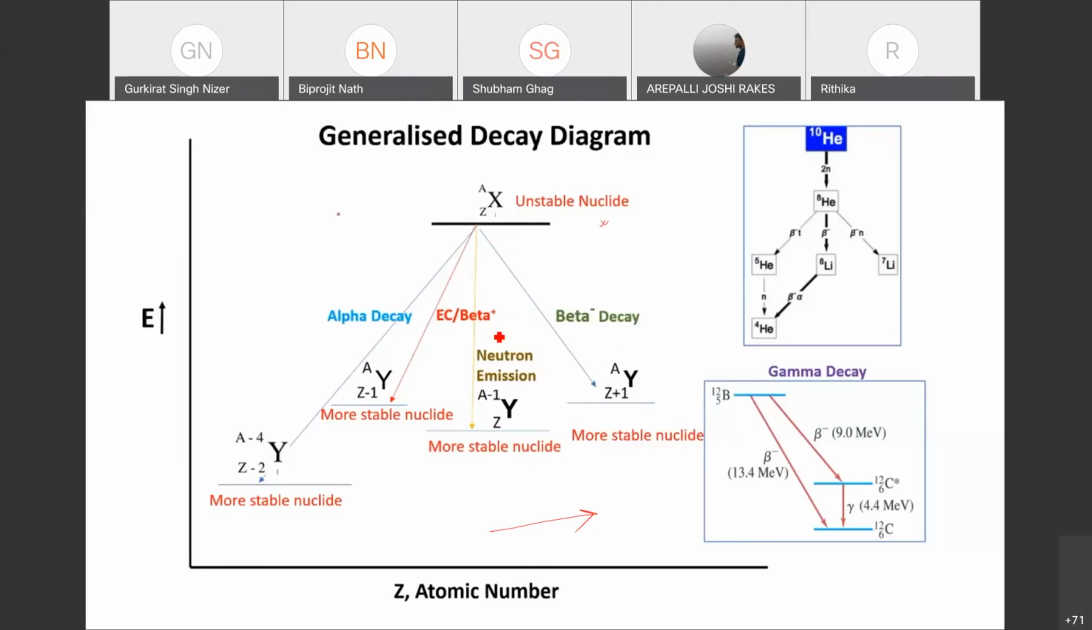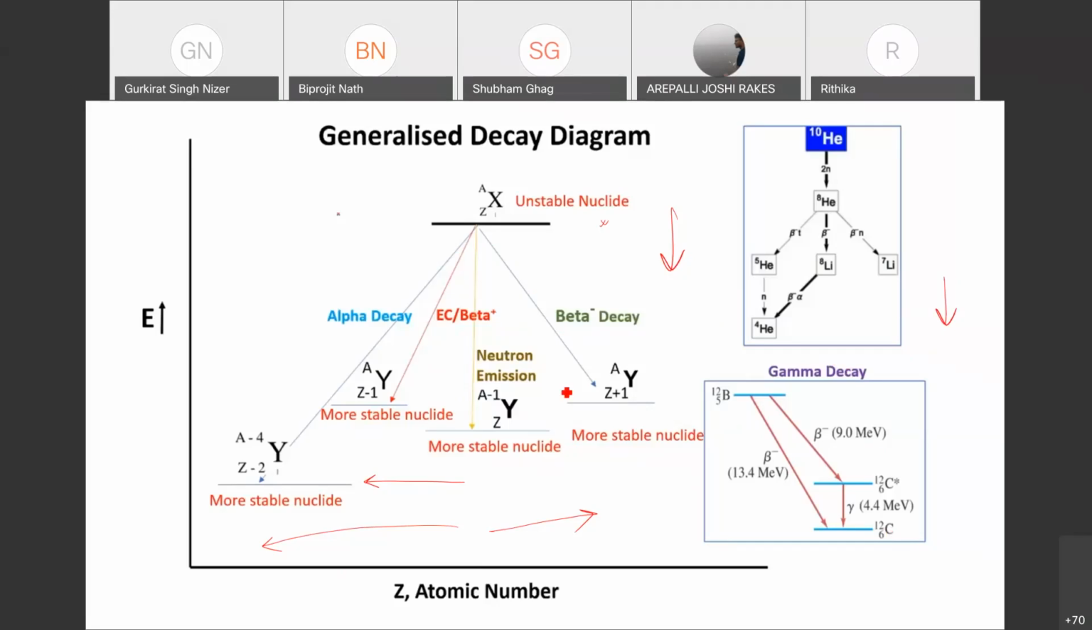Fine. In the case of alpha decay, we are losing two protons and two neutrons, so the atomic number will decrease. That's why we are shifting towards the left side. For electron capture and beta plus decay, we are losing our protons, so we shift towards the left side. For gamma emission, we don't need to change the axis. Why? Because for C-12 excited to C-12 ground, we have six protons in both states. That's why we are not changing anything, and it's just a vertical line over here.